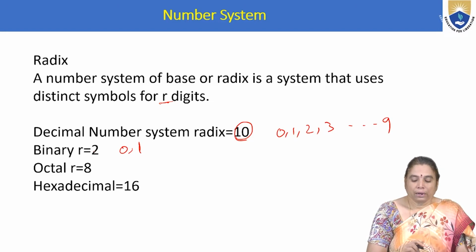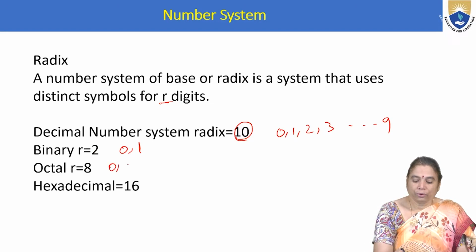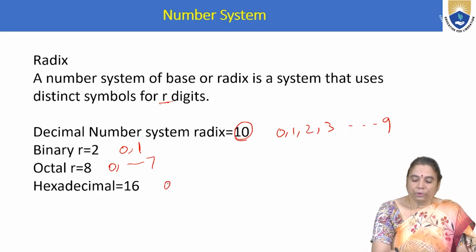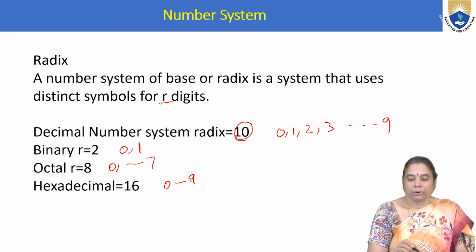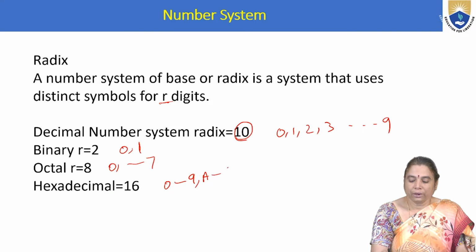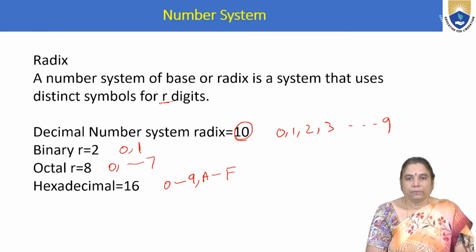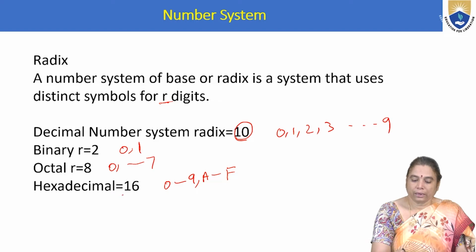In the octal number system, 0 to 7, totally 8 symbols are used, so the base is 8. In the hexadecimal system, 0 to 9 we can use, and to represent the other digits we use the capital letters A to F. So totally 16 symbols are used, and the base value of the hexadecimal system is 16.